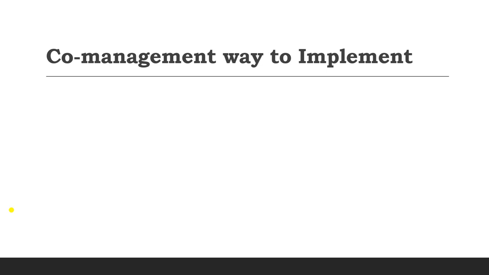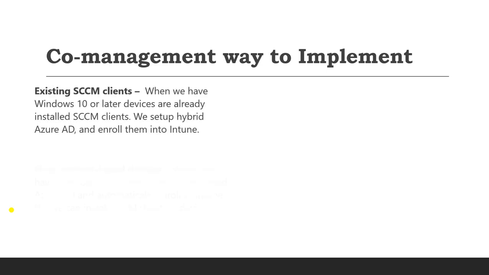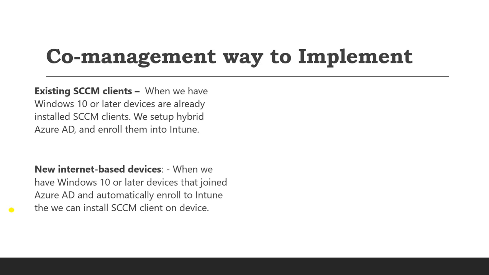So, how can we implement co-management? There are two ways: existing clients or new internet based clients. When Windows 10 and later devices already have the SCCM client installed, we set up hybrid Azure AD and enroll them into Intune. Another way is when a Windows 10 or later device is joined to Azure AD and automatically enrolled in Intune, and then we need to install the SCCM client.